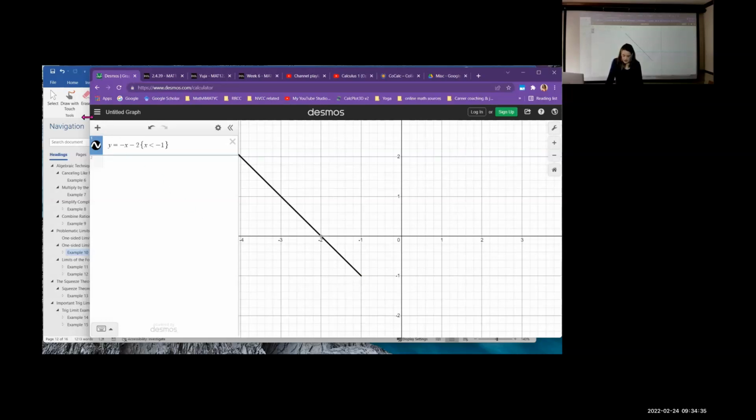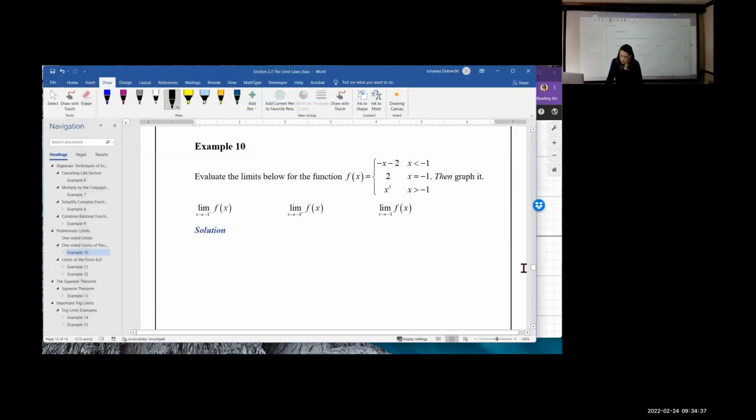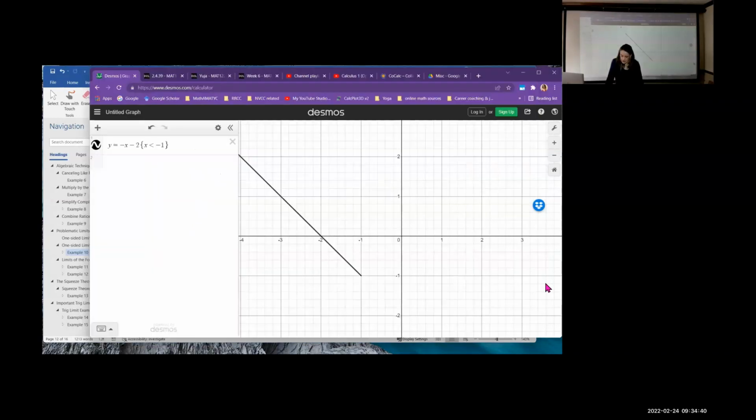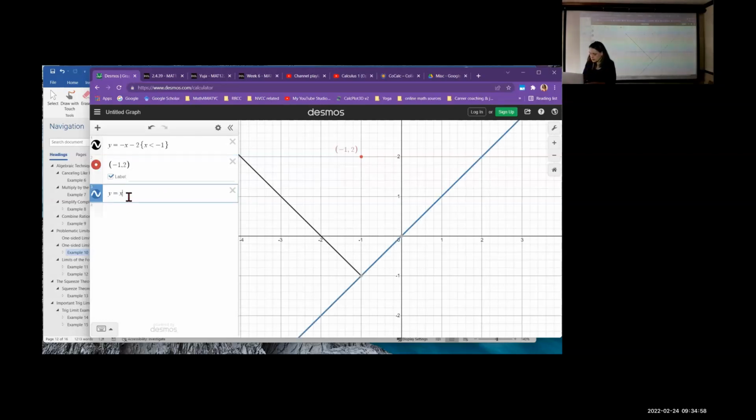And then it said at -1 graph 2, and then x cubed for larger. So at -1 graph 2, so that would be the point -1 comma 2. And we'll go ahead. Did I graph that right? Yeah, I guess I did. And then we'll graph the next part, which is y equals x cubed. And this is only going to be curly bracket x greater than -1, curly bracket.